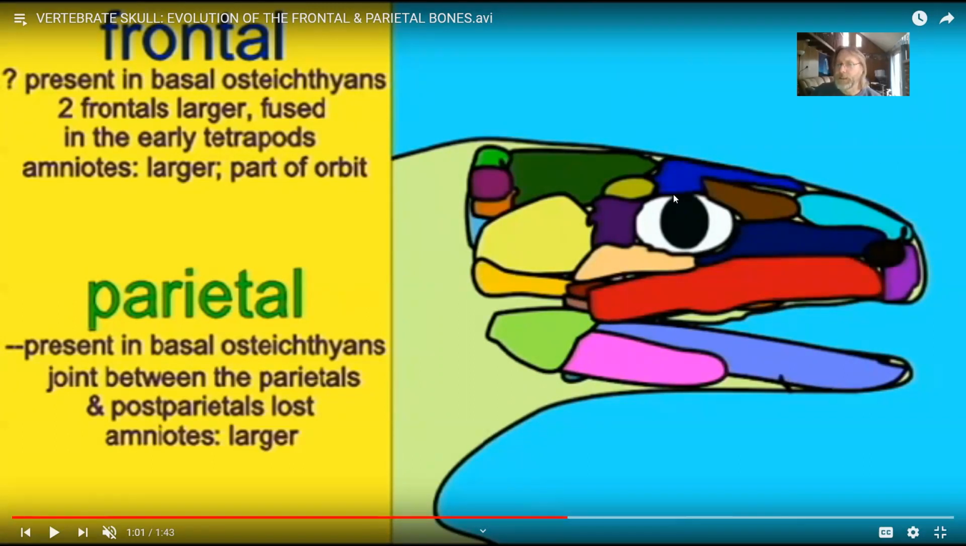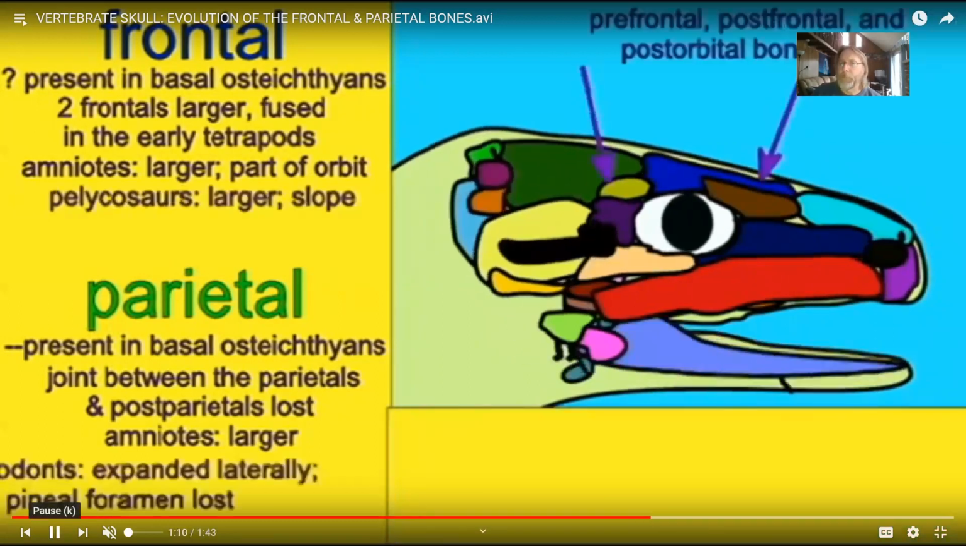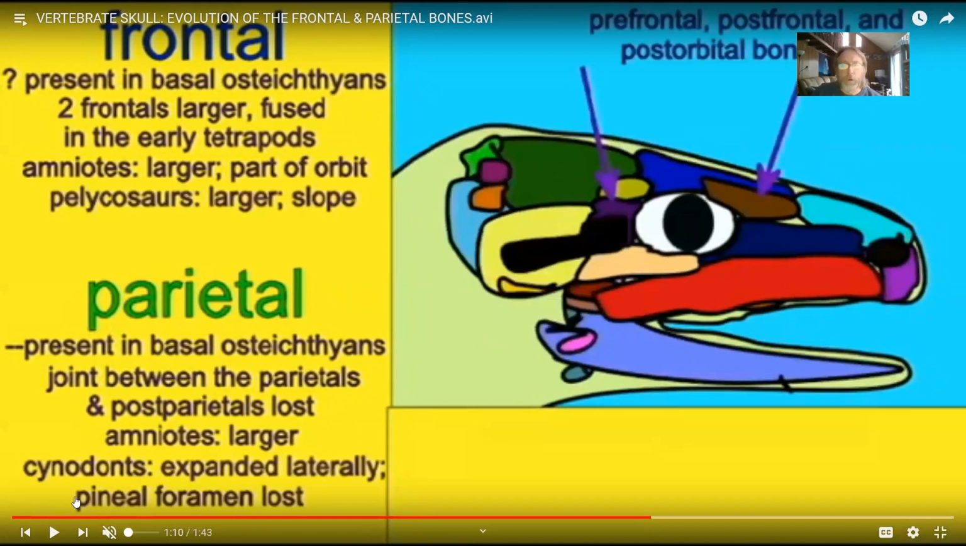The frontal bone is now making up part of the orbit. It had not done that prior. The parietal bones of amniotes also then become larger. By the time we start getting into the mammal-like reptiles, you will notice a slope developing. So the skull roof is no longer as flat as it was. It starts to become more rounded.